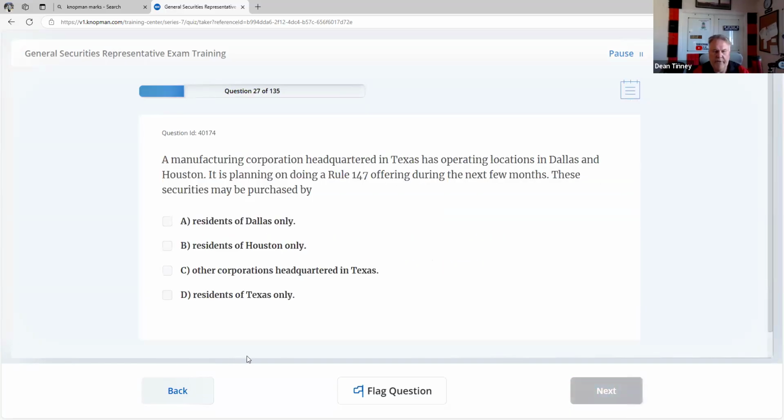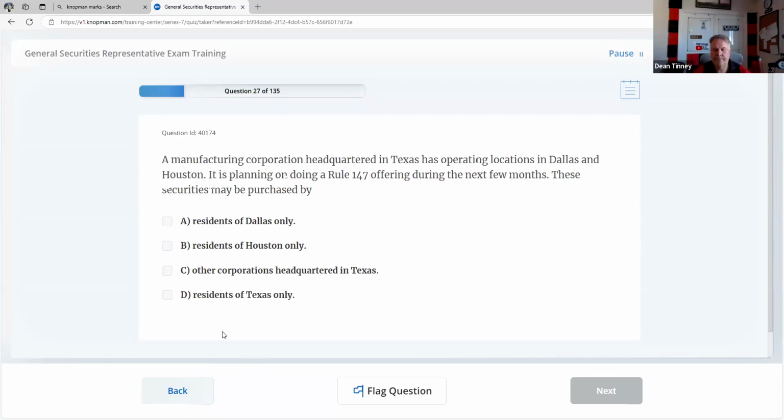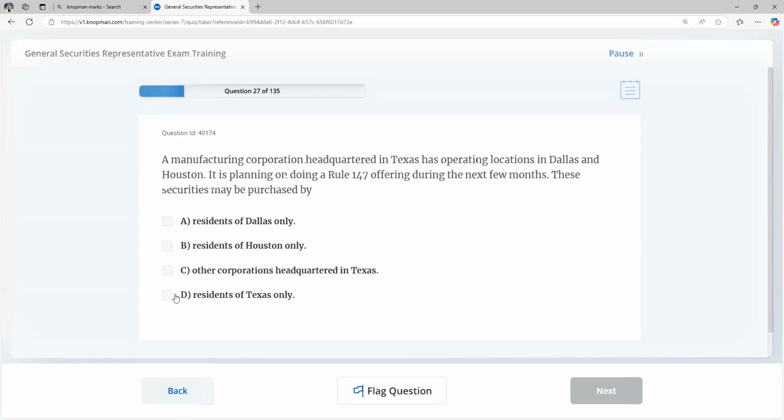A manufacturing corporation headquartered in Texas has operating locations in Dallas and Houston. It's planning on doing a Rule 147 offering during the next few months. These securities may be purchased by... It's only in the state of Texas. It's not the city. Residents of Texas. Yeah, perfect.